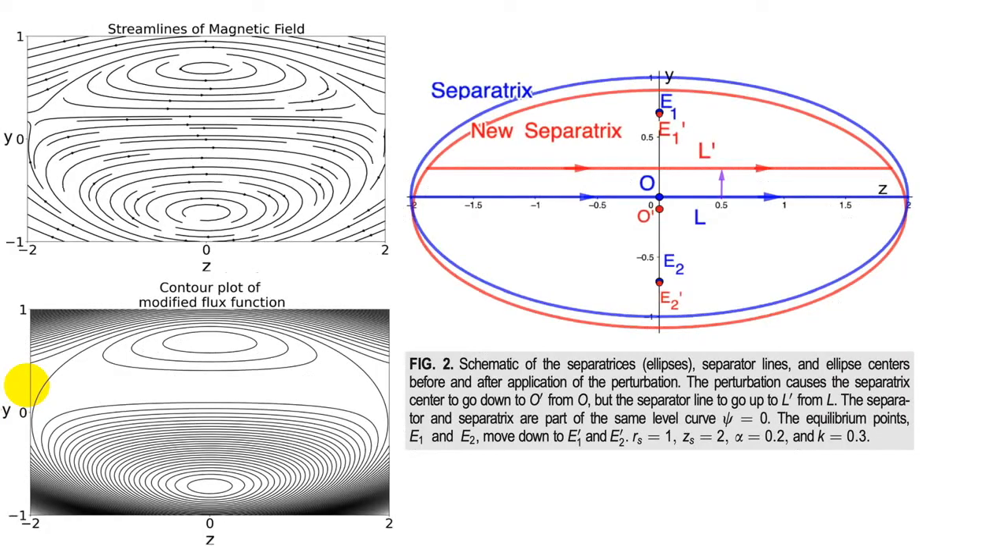And so this is the separatrix. This is the separator line. You can see that once we add alpha, it moves downwards a little. The magnetic field lines are here, as you can see, right?